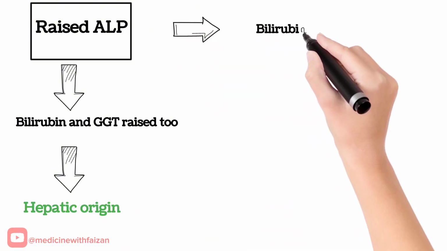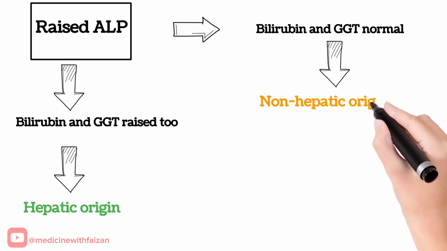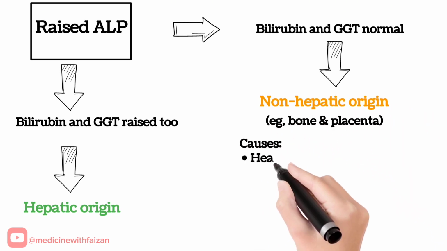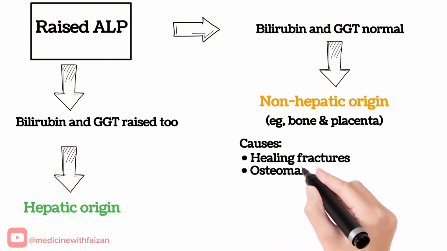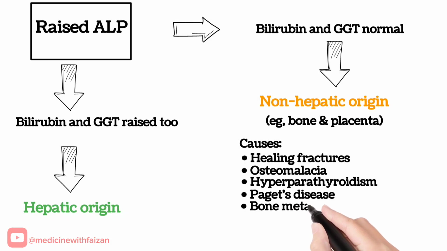If bilirubin and GGT are normal and only ALP is elevated, then most likely it is due to a non-hepatic source, for example bone and placenta. In that case, the causes include healing fractures, osteomalacia, hyperparathyroidism, Paget's disease, and bone mets.